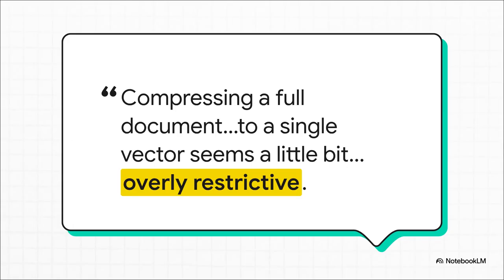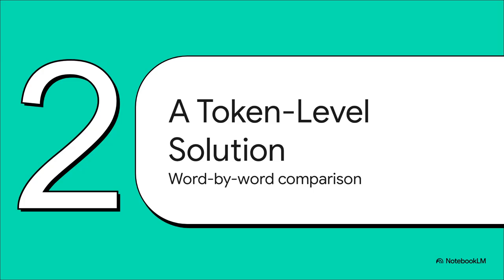And this quote from one of the source papers hits the nail on the head. The feeling is that it's overly restrictive to expect one little summary to capture everything. And that specific frustration, that limitation, is what really sparked the search for a better way to do this. So what is that better way? What's the alternative? Well, instead of comparing these big, blurry summaries, what if we could compare documents on a word-by-word basis? Or, to be more accurate, a token-by-token basis.